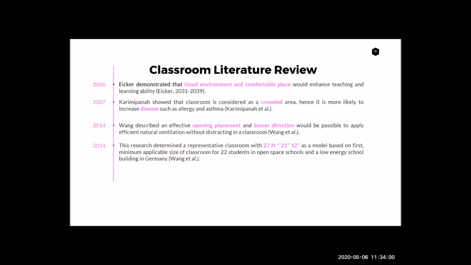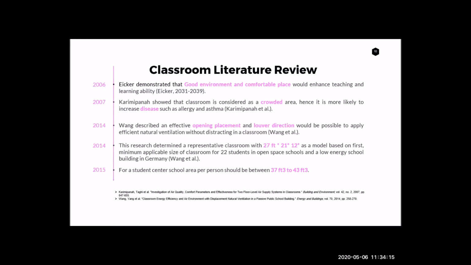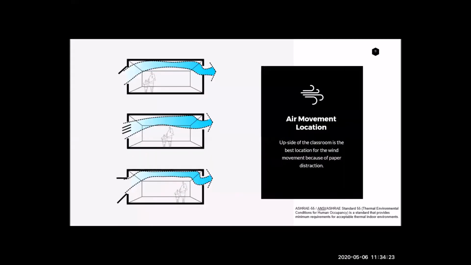This research determined a representative classroom of 25 by 21 by 12 feet as a model, based on the minimum applicable size of a classroom for 22 students in open space schools and a low energy school building in Germany. Also, based on some standards, the upper side, or the inhabitant part of the classroom, is the best location for the wind movement because of avoiding paper distraction.